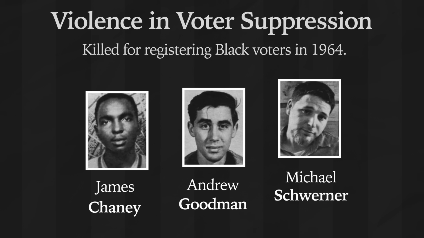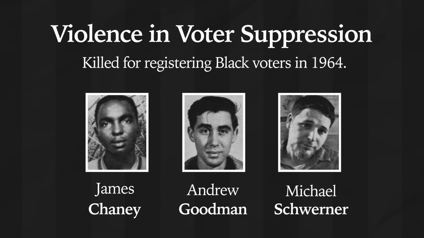Unfortunately, there's a long history of voter suppression tactics in this country. They can be very simple and violent measures to prevent people from voting, like the murders of James Chaney, Andrew Goodman, and Michael Schwerner, who were killed for registering black voters in Mississippi in 1964.